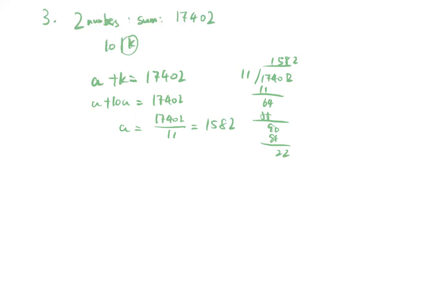And we're asked for the difference between the numbers. So basically 15820 minus 1582. Or you can just do 1582 times 9. It doesn't really make a difference. But in the end, you should get something like 4238. And that should be the answer.